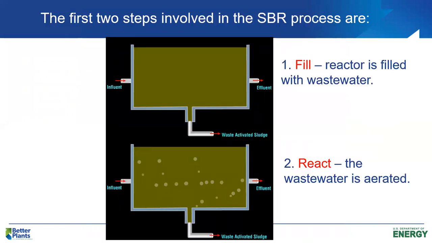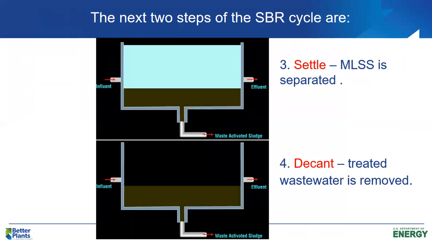First of all, we'll go through the fill mode where the incoming wastewater is brought into the reactor. Then after we fill the reactor, if it's a fully aerobic system, we'll turn on the aeration equipment and we'll aerobically react for a period of time to achieve biological metabolism. Then the third step will be the settle phase. We turn the air off and we allow the biomass to settle within the reactor itself.